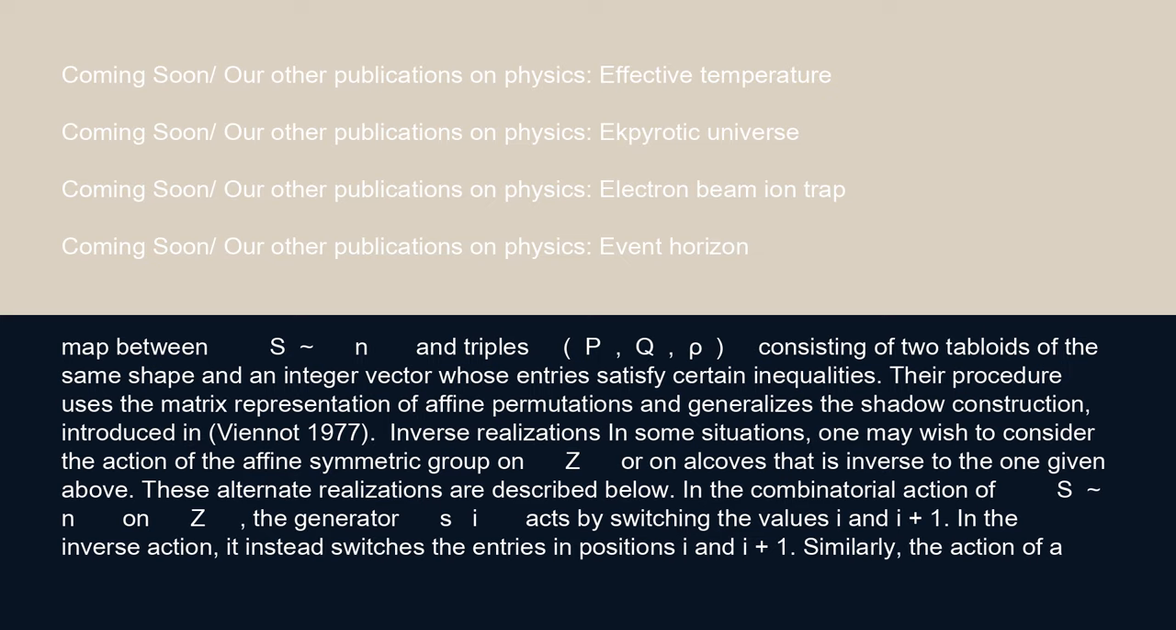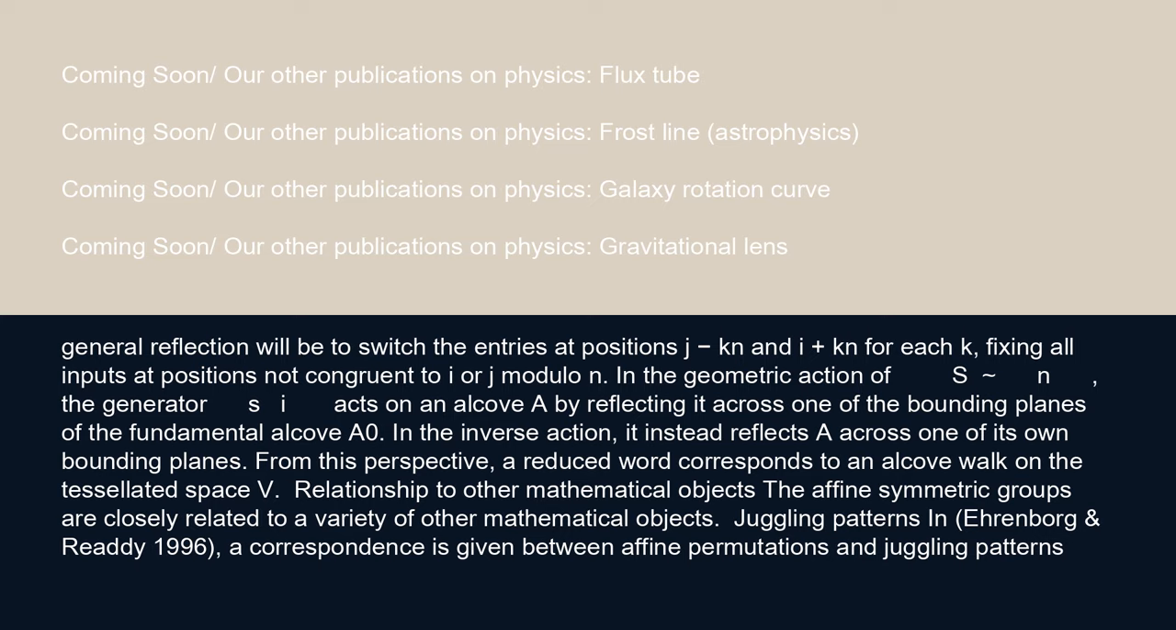Inverse realizations. In some situations, one may wish to consider the action of the affine symmetric group on Z or on alcoves that is inverse to the one given above. These alternate realizations are described below. In the combinatorial action of S̃n on Z, the generator si acts by switching the values i and i plus 1. In the inverse action, it instead switches the entries in positions i and i plus 1. Similarly, the action of a general reflection will be to switch the entries at positions j minus kn and i plus kn for each k, fixing all entries at positions not congruent to i or j modulo n.